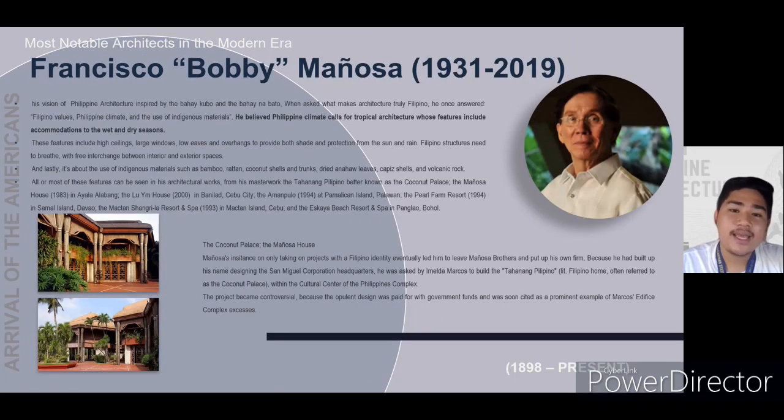Next is si Francisco Bobby Mañosa. He believed na ang Pilipinas daw ay climate calls for tropical architecture whose features include accommodations to the wet and dry season. So ang famous work niya ay ang Coconut Palace or also known as the Mañosa House.